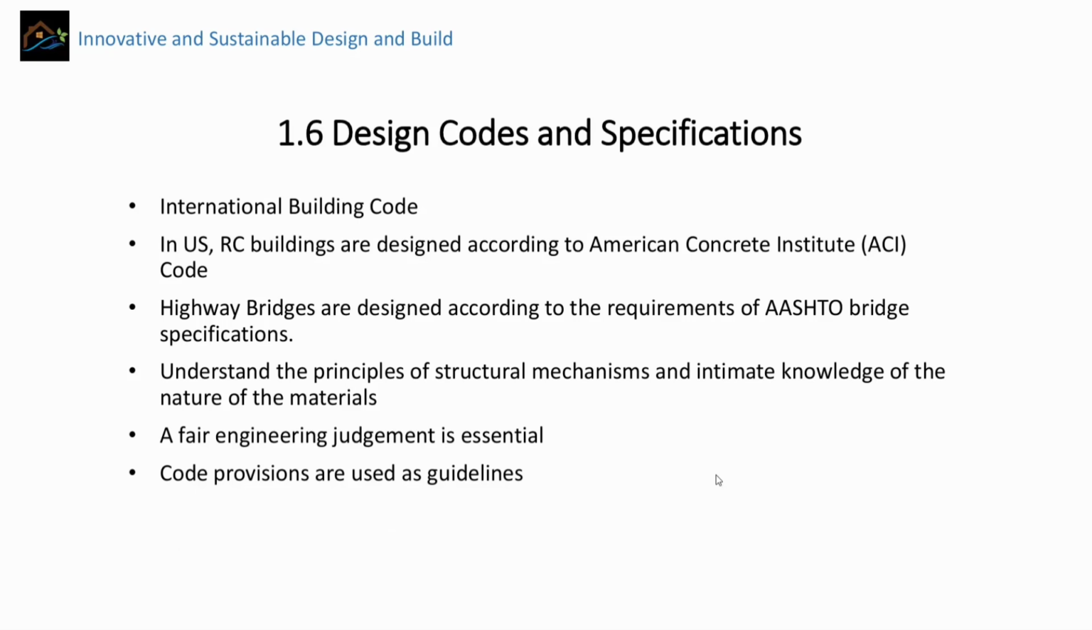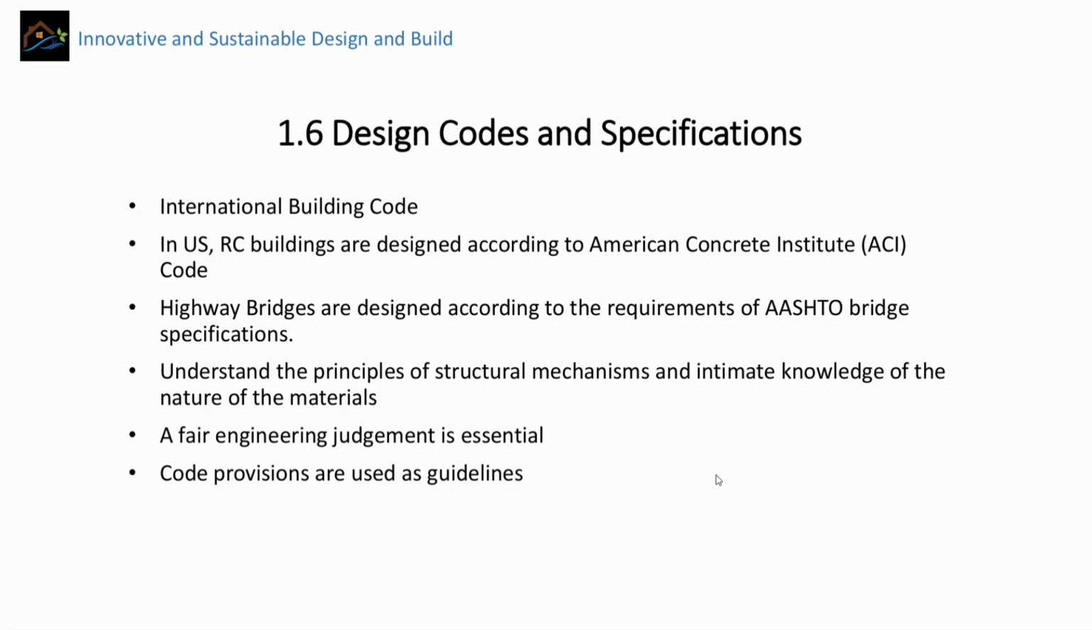To design the concrete structures, there are design codes and specifications, and there are various types of design codes. For example, we might have the International Building Code or IBC. We can use these as guidelines for building design. In the United States, for example, buildings are designed according to the ACI code, and the highways are designed according to the AASHTO bridge design specifications.